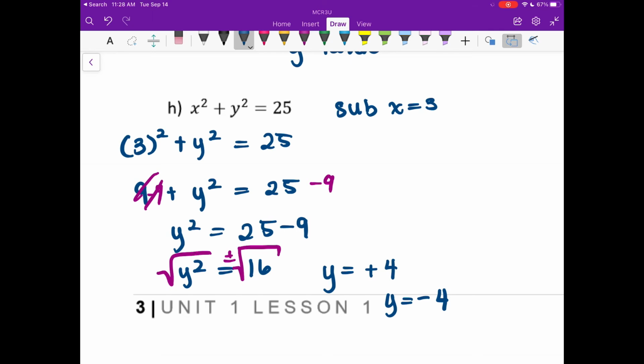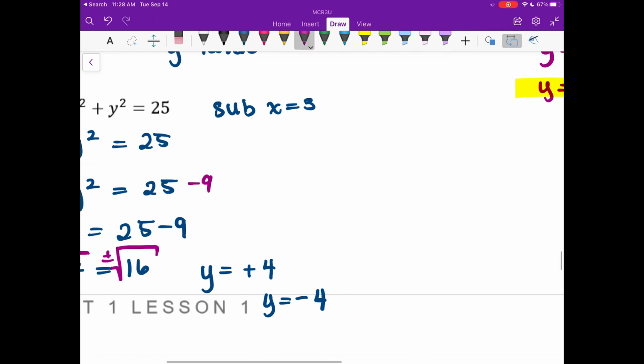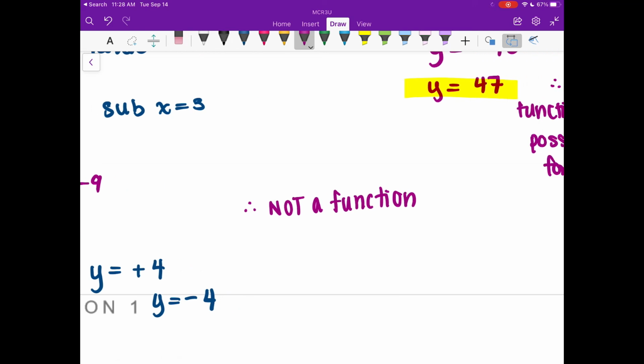Now, notice how there's two possible y values for that 1 x. This is not a function. And more often than not, when you're met with something like a y squared, it is not a function. Because there's two possible y's, or two possible solutions.